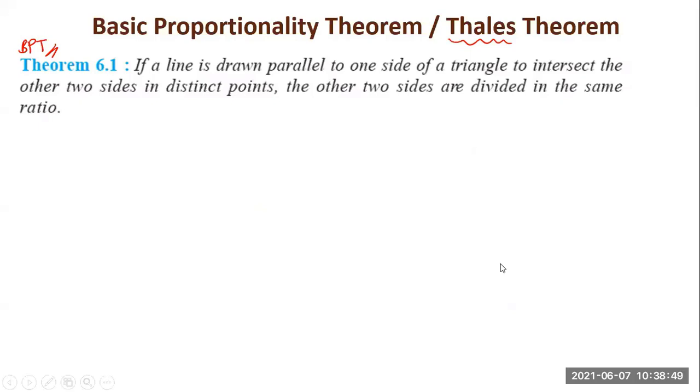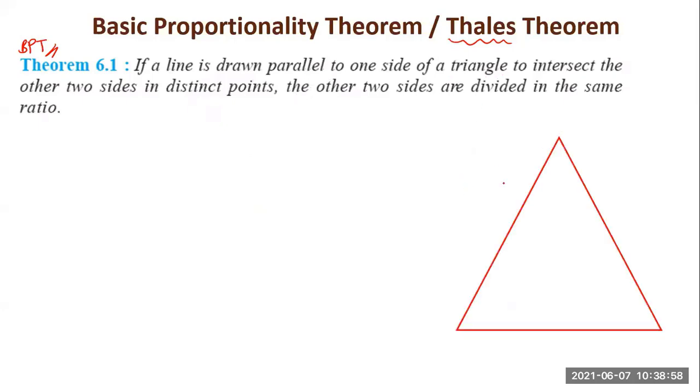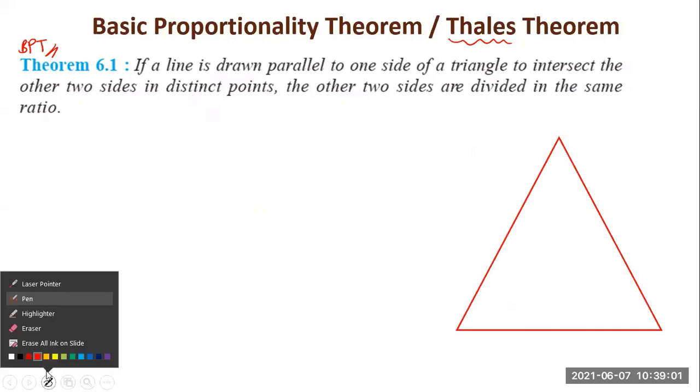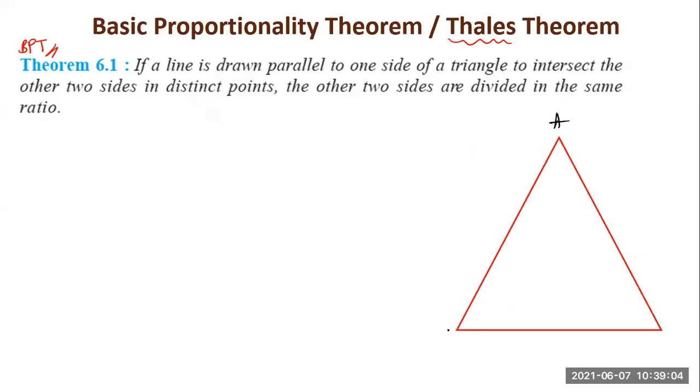So what does the basic proportionality theorem say? If a line is drawn parallel to one side of a triangle, suppose we have a triangle ABC. To this triangle, we are drawing a line parallel to one side of the triangle. Suppose I draw a line here like this, so this is the point D and this is the point E. So D and E are points on the sides AB and AC.